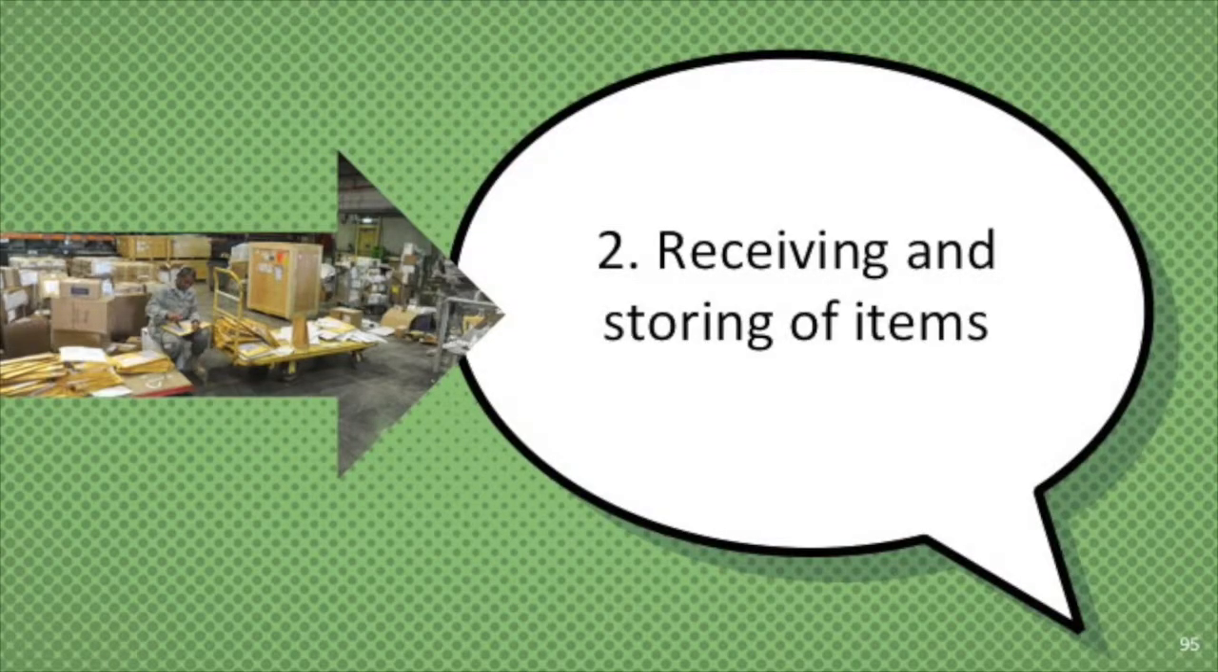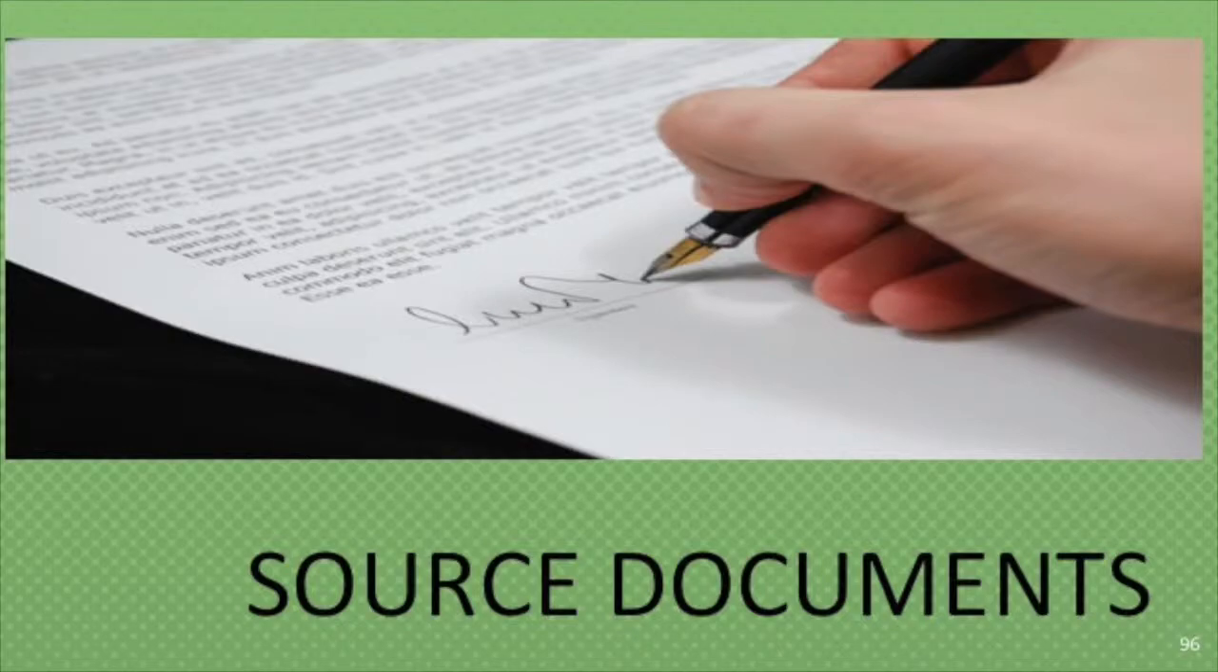The second step of the expenditure cycle is receiving and storing of items. In this chapter, we will also discuss the essential source documents, technology related to storing and receiving, and the threats and controls that the company will face. We will start off with the source documents involved in this cycle.